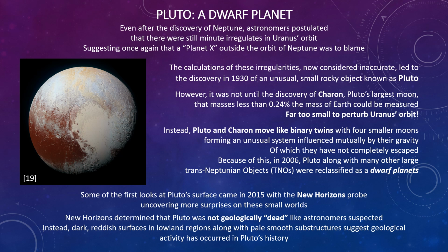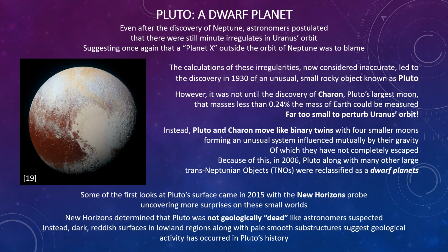However, better observations and orbital calculations of Pluto and Charon suggested that they actually move like a binary pair, and they have four smaller moons that are orbiting around them that have not completely escaped yet. So it's kind of a potentially unstable system. And so that system is still evolving. And because of this, in 2006, Pluto was reclassified with many trans-Neptunian objects as a dwarf planet.